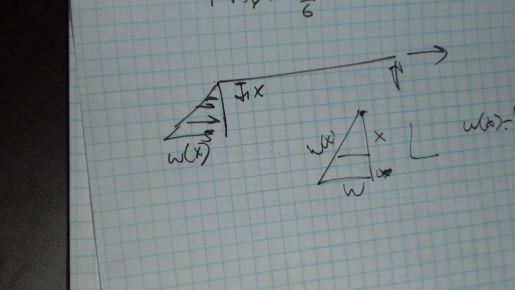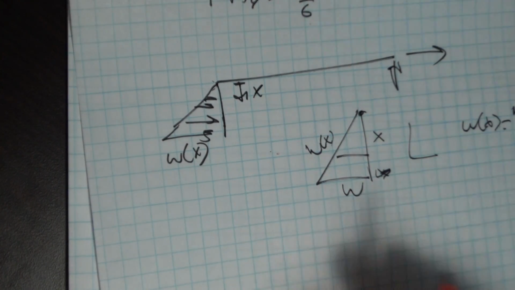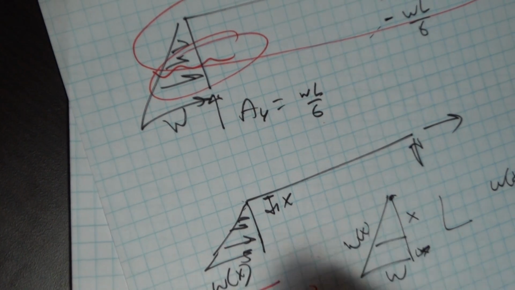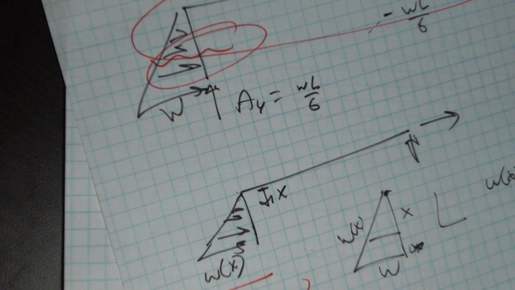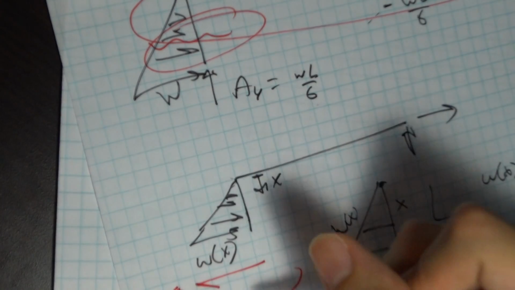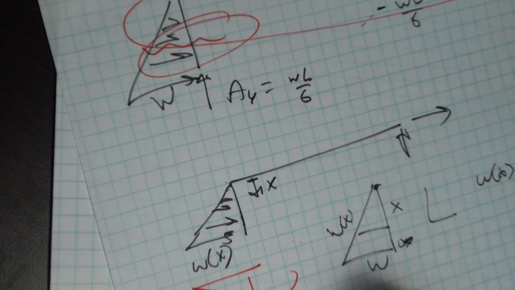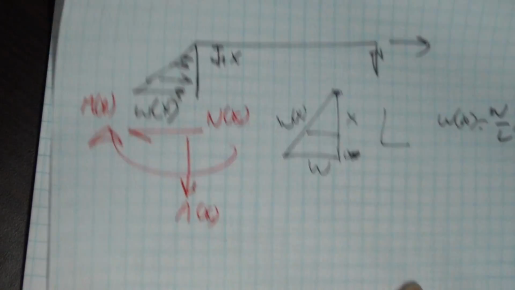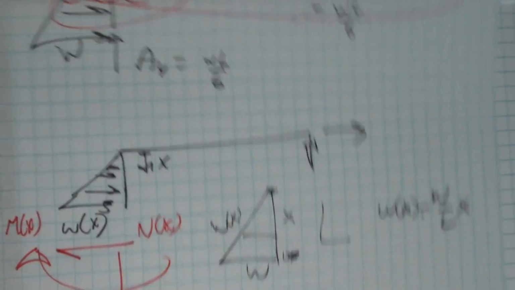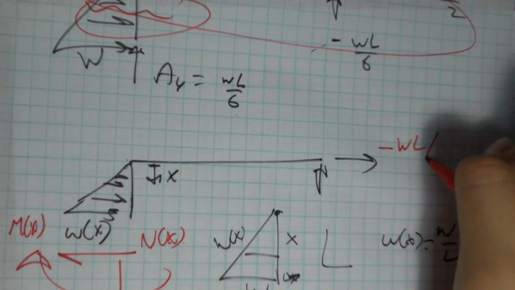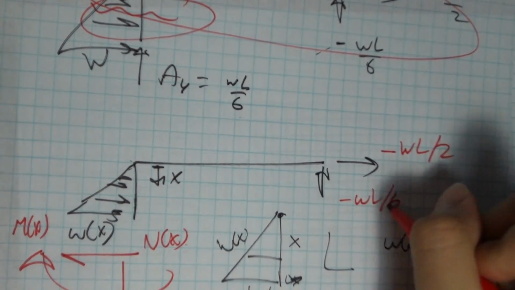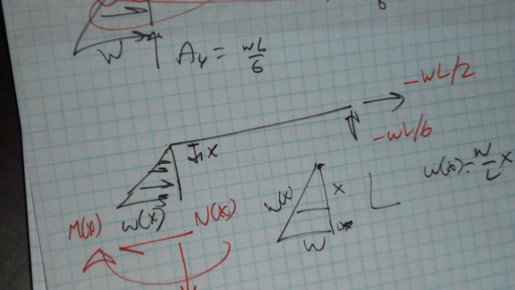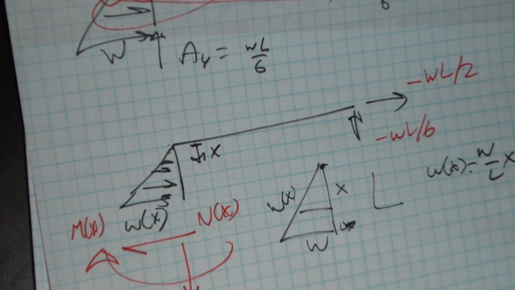The only difference now is that I'm going to make my positive arrows slightly different. I find it easier to work like this. This will be my A of x, V of x, M of x. And I have a negative WL on 2 here, and a negative WL on 6 here. And I can do my equations just like I normally have done them before.